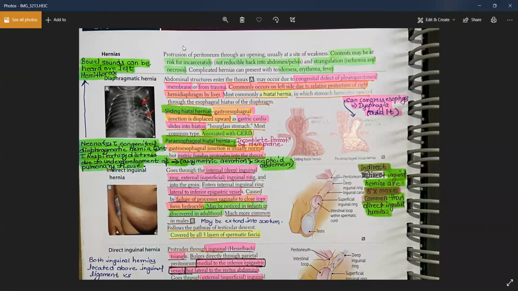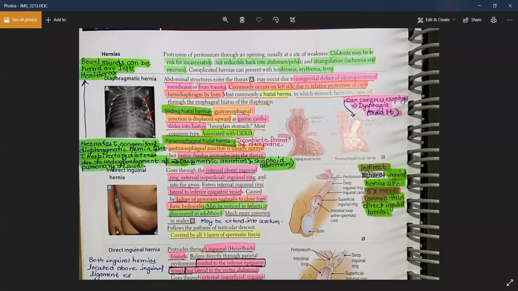So, a protrusion of the peritoneum, which is covering your stomach, your intestines, your liver and many other organs. Whenever this peritoneum is herniated, and the contents of the peritoneum, the intestinal contents of the stomach or other things, herniate through an opening, and this opening is usually from a site of weakness, this can lead to a hernia.